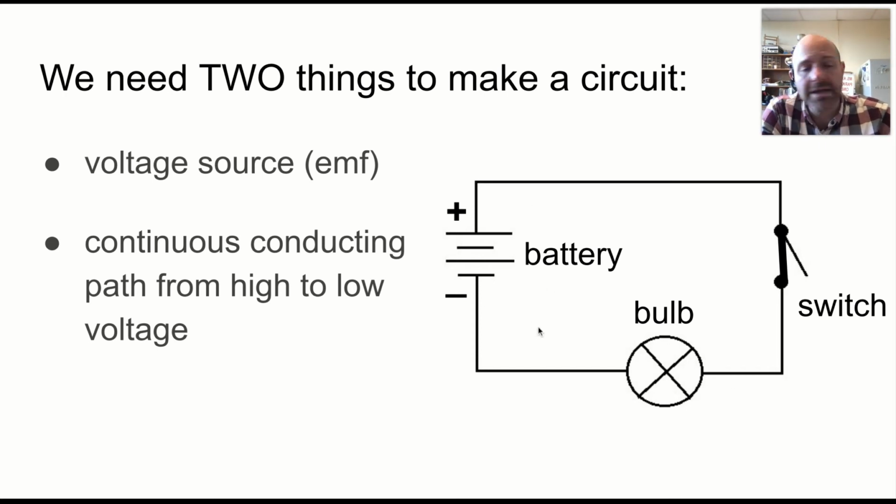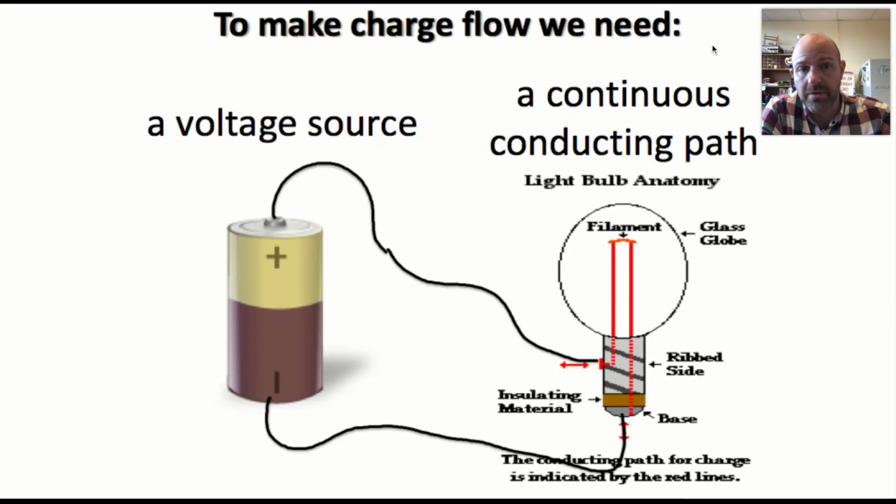If part of that conducting path is a light bulb, then you get to see lights turn on. Maybe it's just a wire and you don't actually see the current flow. This is a classic example, and if you're in class, I would say take a couple of wires, take a battery, take a light bulb, and try to make it light up.